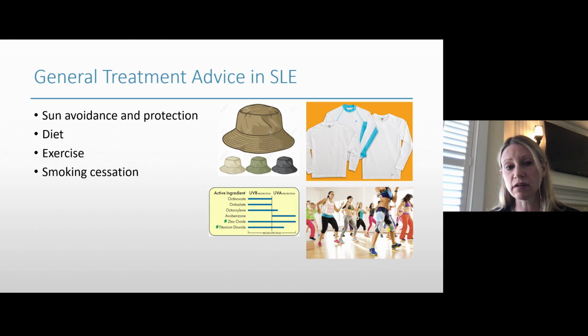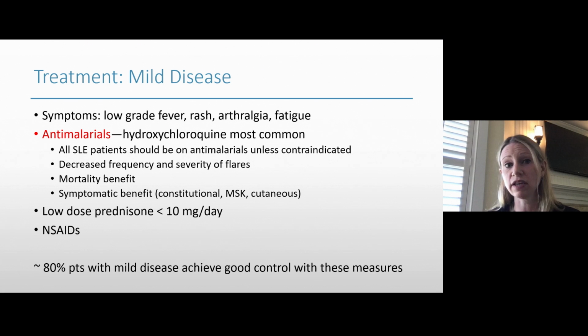So now let's talk a little bit about the treatment of lupus. The general treatment advice for all patients with lupus includes sun avoidance and protection, because UV light can trigger autoimmunity in the skin and can trigger lupus. Diet, exercise, and smoking cessation.